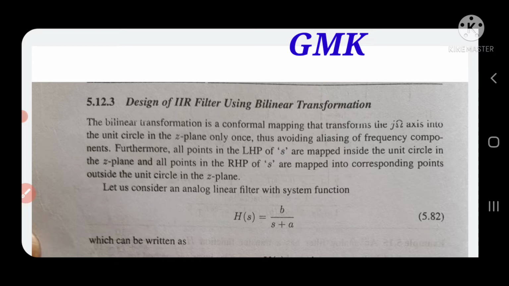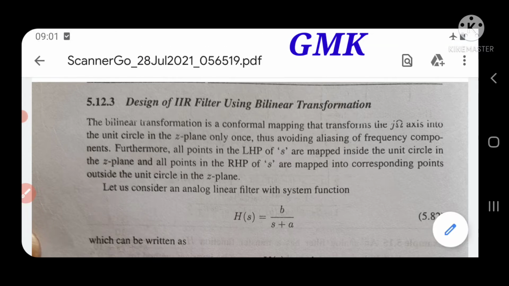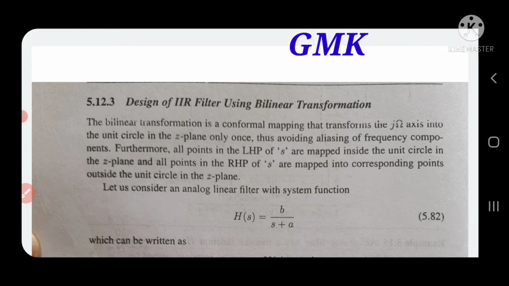It is one of the best methods compared to the remaining two methodologies. The bilinear transformation is a conformal mapping that transforms the j omega axis in the S plane to the corresponding unit circle in the Z plane, only once. In the impulse invariant technique a many-to-one mapping is done, but the bilinear transformation maps only once. That is why it eliminates the aliasing frequency components in the mapping process. That is one of the most important points.